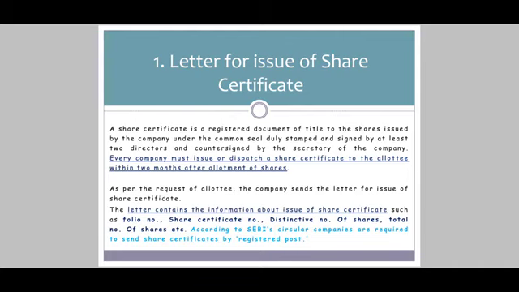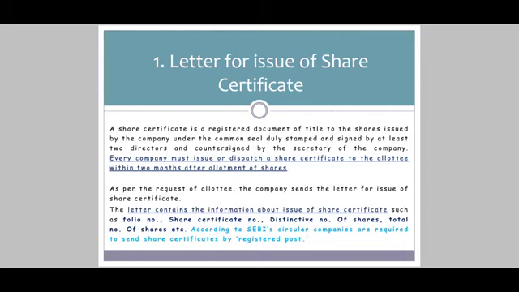Now, every company must issue or dispatch a share certificate to the allottee to whom the allotment of shares is done, indirectly member of the company, within 2 months after allotment of shares. Now, as per the request of allottee, the company sends the letter for issue of share certificate.